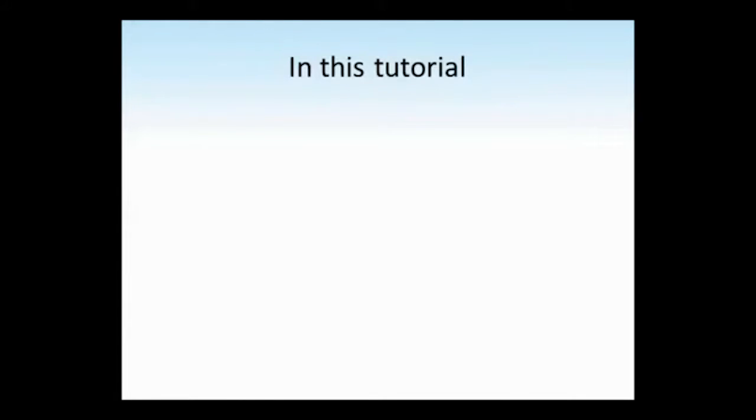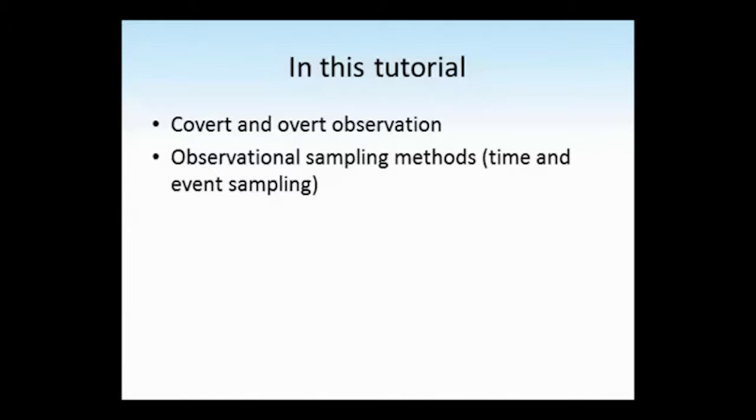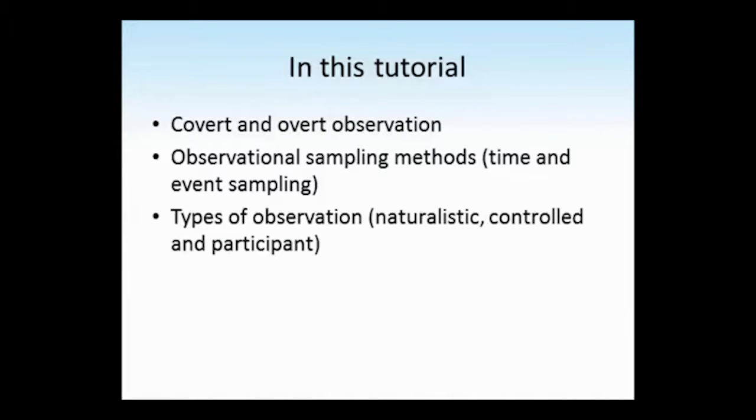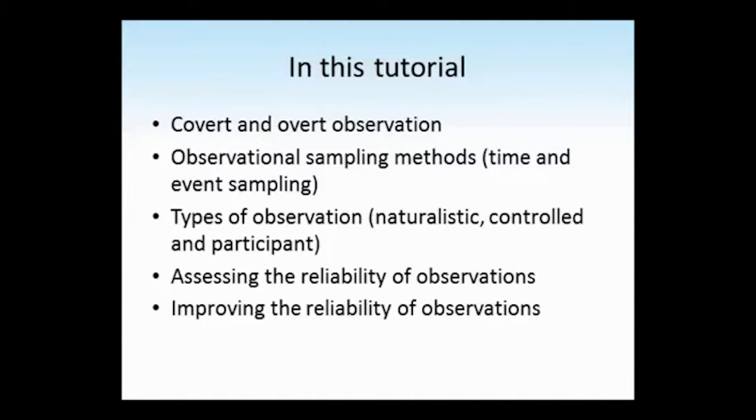In this tutorial, we're going to be looking at covert and overt observation. We'll take a look at observation sampling methods, which are time sampling and event sampling. We'll also look at the different types of observation which we can use, so naturalistic, controlled and participant observation. We'll talk about how we assess the reliability of observations, and lastly we'll look at how we can improve the reliability of observations.